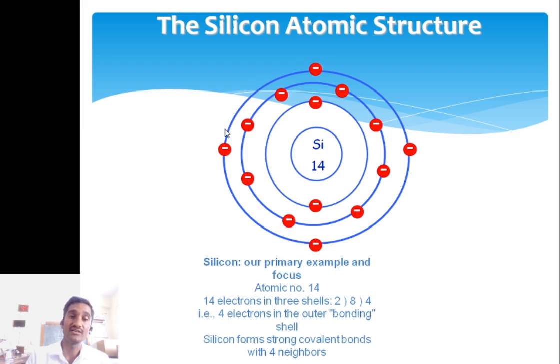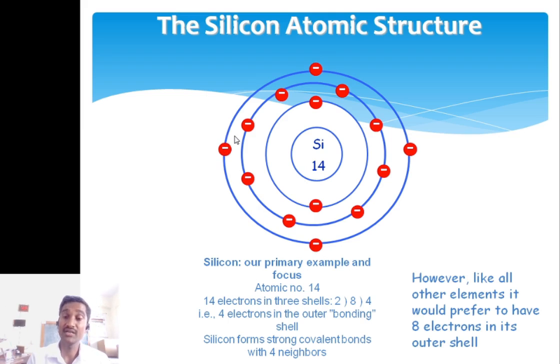That means it can give electrons, or it can take electrons, to make its last orbit stable. Any atom tries to become stable by completing its last orbit, so it can try to give electrons or try to accept electrons.